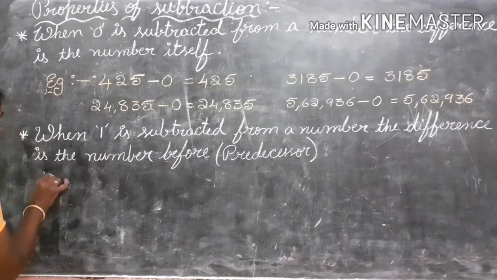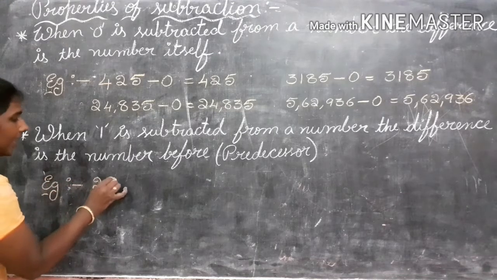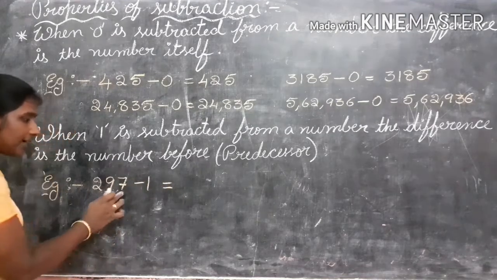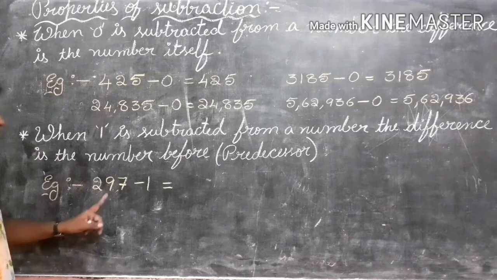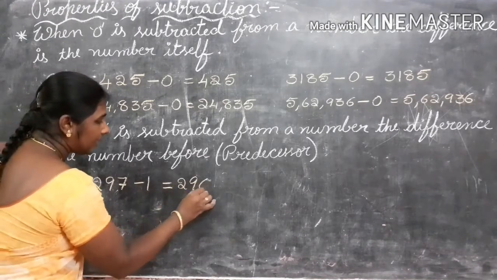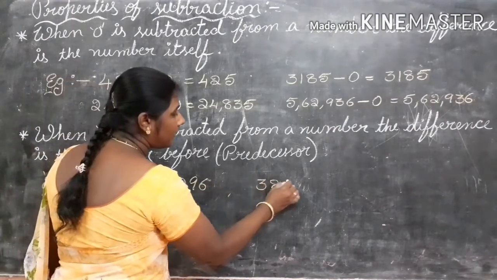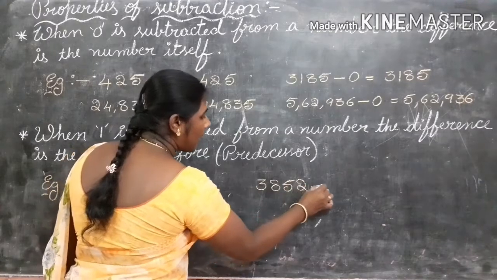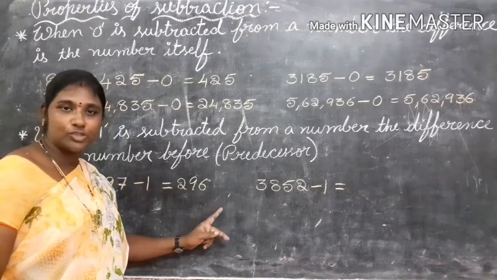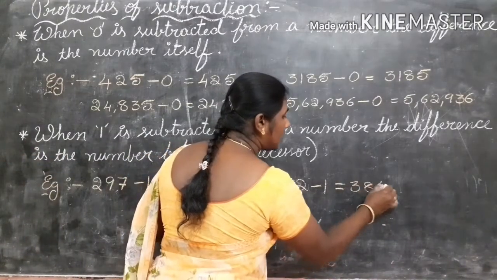Suppose, see the examples. 297 minus 1. We are subtracting 1 from this number. How much will we get? 296. 7 minus 1, 6. 3852 minus 1. Always we have to subtract this 1 from the ones place. 2 minus 1, 1. So 3851.